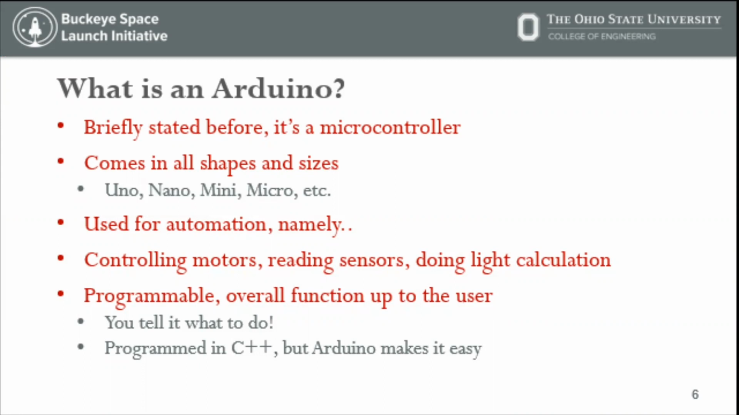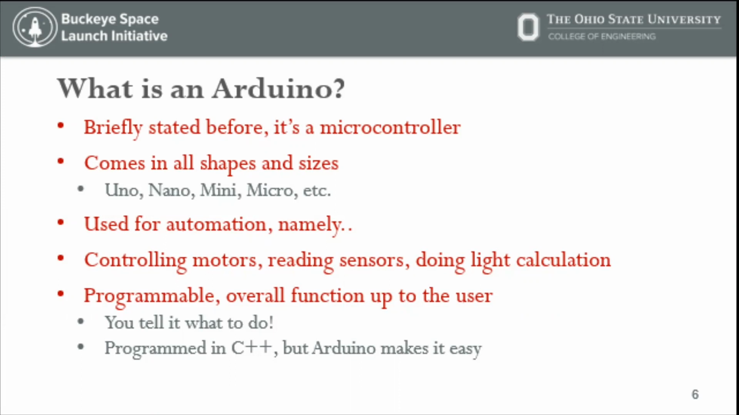Talked about before, it's used for automation, to be more specific, controlling motors, reading sensors, doing light calculations, light as in not hard calculations. You can't really do iterative solving methods on an Arduino, but it's good for just adding numbers together, doing multiplication real fast. Really, it's not a computer. It's meant for light tasks. If you want to do something heavier, you'd have to use a computer to interface with the Arduino.